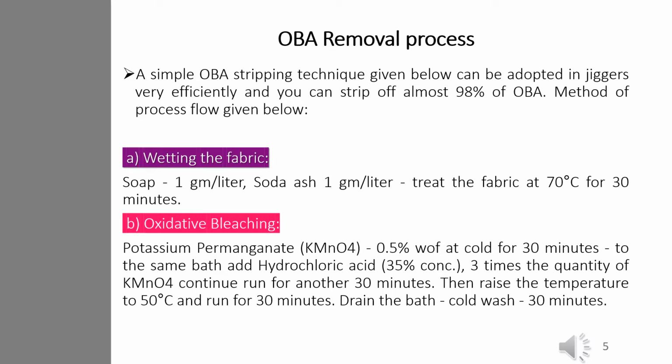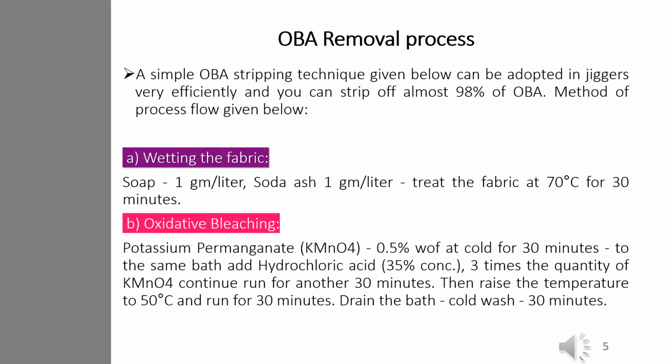Method of process flow are wetting the fabric, oxidative bleaching, and many other processes. Number 1 is wetting the fabric. In this method, we require soap. The quantity of soap is 1 gram per liter, soda ash 1 gram per liter. The procedure of this method is to treat the fabric at 70 degrees centigrade for 30 minutes.